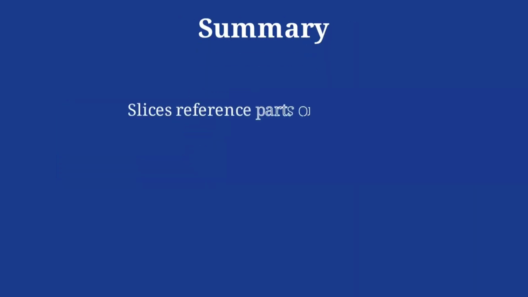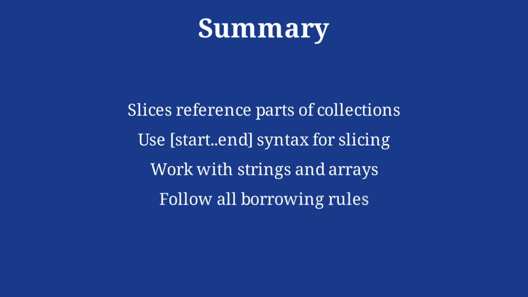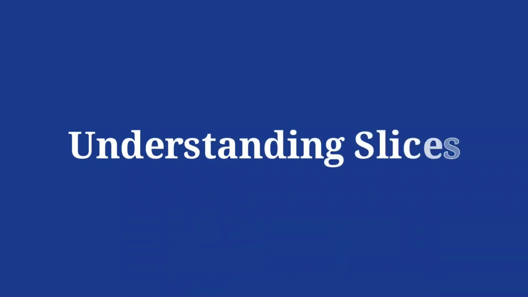So let's summarize. Slices are a powerful way to reference parts of collections, like strings or arrays. They use a simple start..end syntax. They are not just for strings, but also for arrays and other contiguous data structures. And most importantly, they follow all the borrowing rules, acting as immutable references. Understanding slices is essential for writing efficient and safe Rust code.